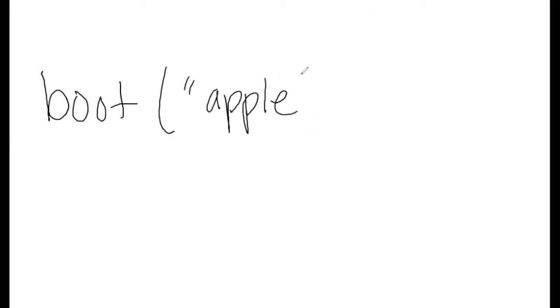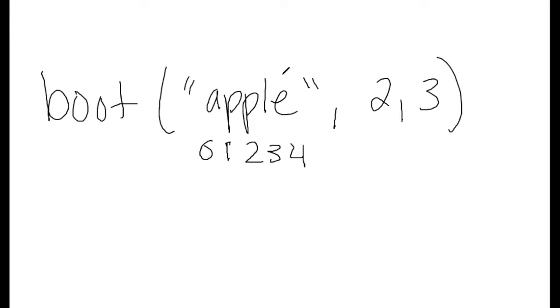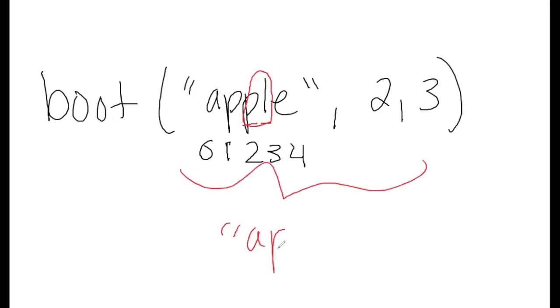So the next function we have is boot. Boot takes in a string and 2 integers that specify the range that you want to kick out, boot out of your string. All right, so let's just remind ourselves how we index a string. So these are our indices for this string apple. So with this example function call, we would remove index 2 up to 3, which is just these 2 characters. So the result of our function call here would be ape.